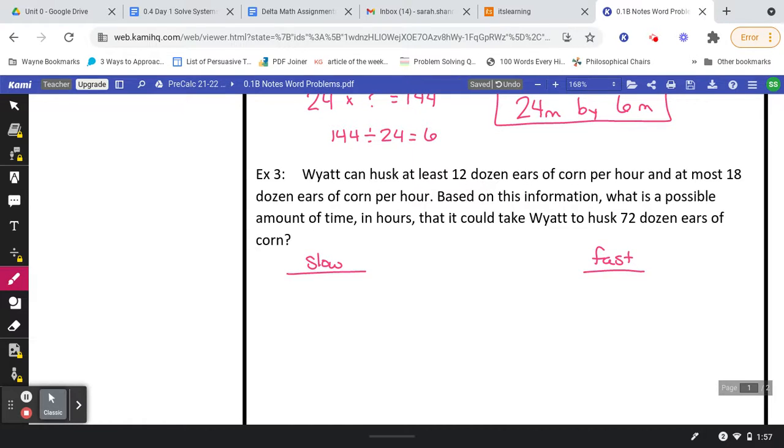So if he's working slowly, he has 12 ears of corn per hour. And if he has to do 72 total, I'm going to do 72 divided by the 12 per hour. And that'll get me the amount of hours if he works very slowly. 6 hours. So if he only does 12 dozen ears of corn an hour, it'll take him 6 hours. What if he works fast? He can do 18 dozen an hour. We'll divide that to get 4.